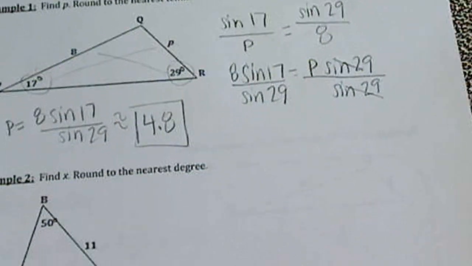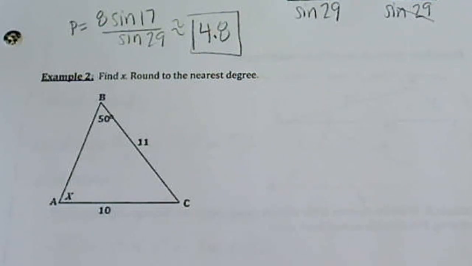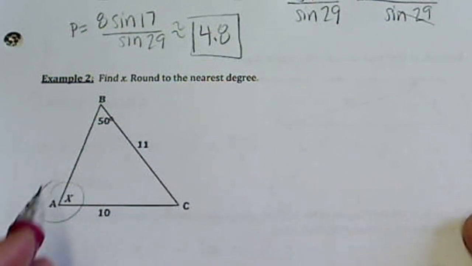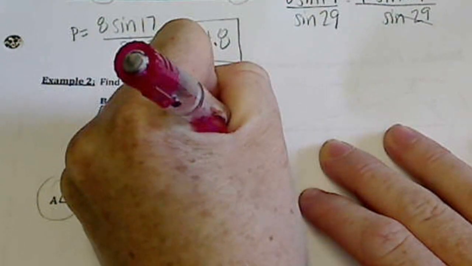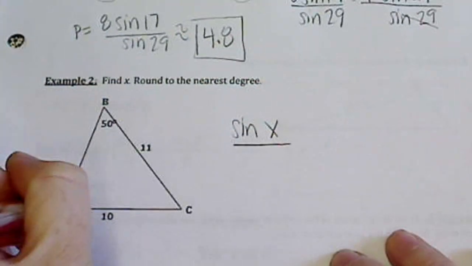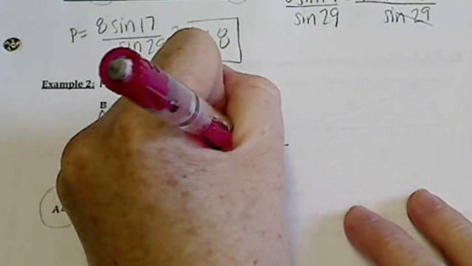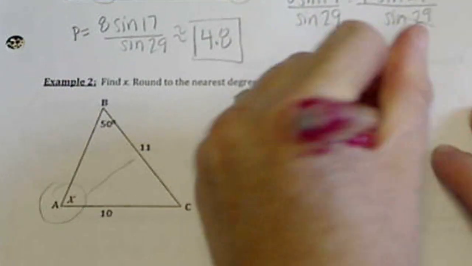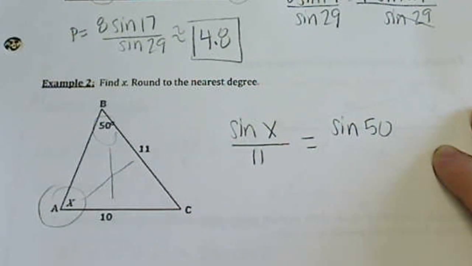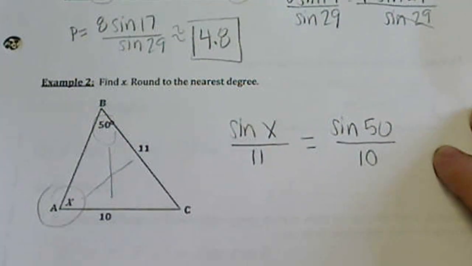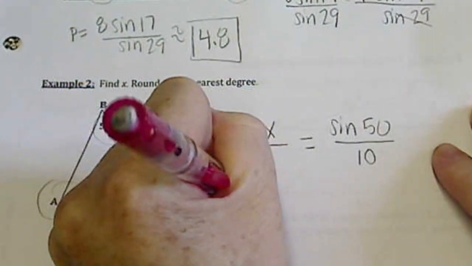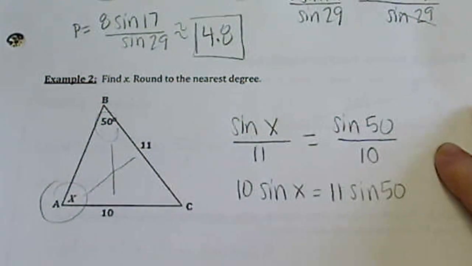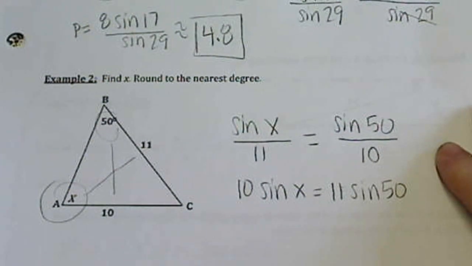Example 2. Now you're going to be finding an angle. Find X, angle A, round to the nearest degree. Okay, so we're going to use the law of sines. The sine of X, we're going to look across, over 11 equals the sine of 50, and again, look across, over 10. Cross multiply. Sine X equals 11 sine 50.